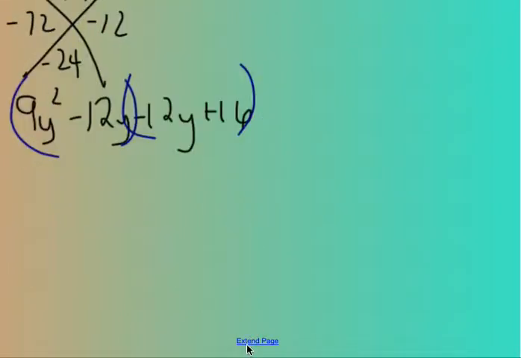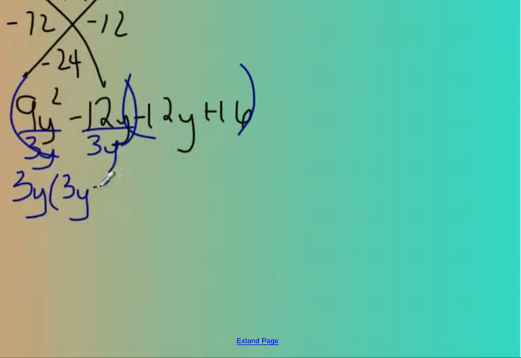Between 9 and 12, I can take out a 3, and I can also take out a y. So I'm dividing each of these by 3y. And when I do that, I get 3y here, and minus negative 12 divided by 3 is 4, and y over y will cancel out.